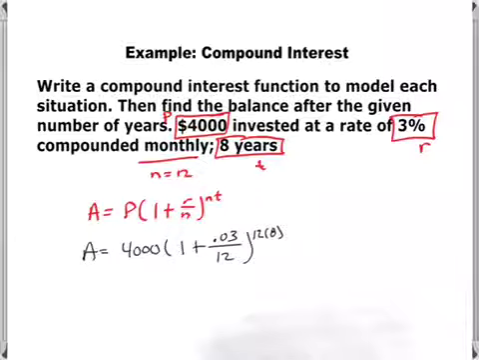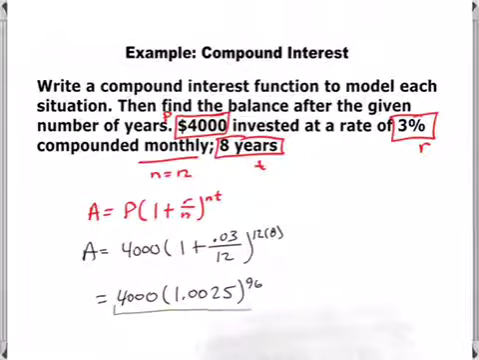We're going to go ahead and simplify this a little bit, clean it up. So we've got 4,000 times 1.0025 to the 96th power. So this is what I want to plug into my calculator. And so when I do this, I get that the value after 8 years is going to be $5,083.47.